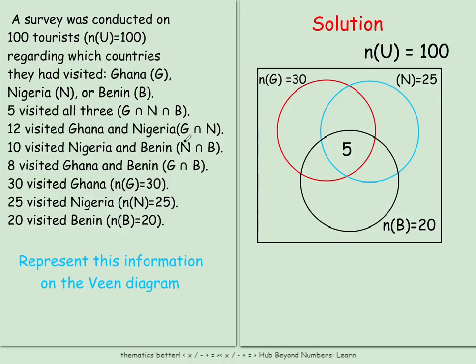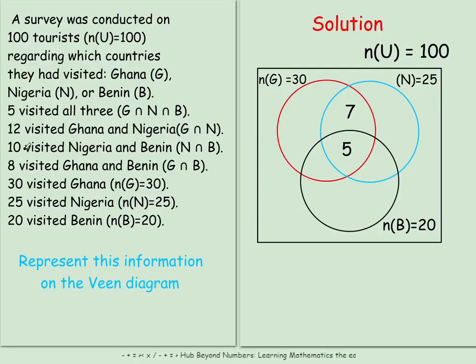Then 12 visited Ghana and Nigeria. Which portion represents Ghana and Nigeria? If you look at it carefully, the whole of this red is Ghana. The whole of this blue is Nigeria. So if you are talking of Ghana and Nigeria, then we mean this whole portion over here. But in this portion, we already have 5. So we need something here to complement it so that they all sum up to 12. So this portion is going to be 12 minus 5, which is 7. So we put that 7 over there.